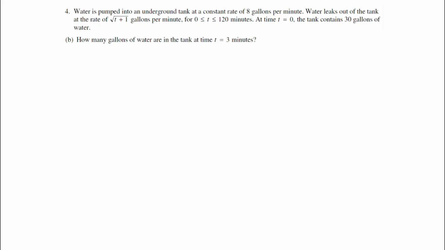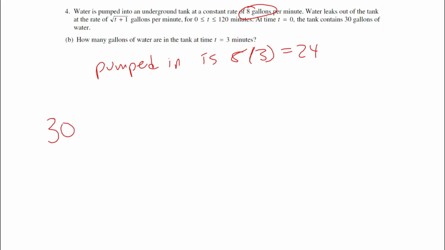In part B, it asks us how many gallons of water are in the tank at t equals 3 minutes. Well, we just found how much water leaks out in those 3 minutes. So we then need to figure out how much water is pumped into it in 3 minutes. Well, if it's doing 8 gallons a minute, pumped in is just going to be 8 times 3, which is 24. So the total in the tank should be the amount we started with of 30 plus the amount pumped in of 24 minus the amount that was removed of 14/3.